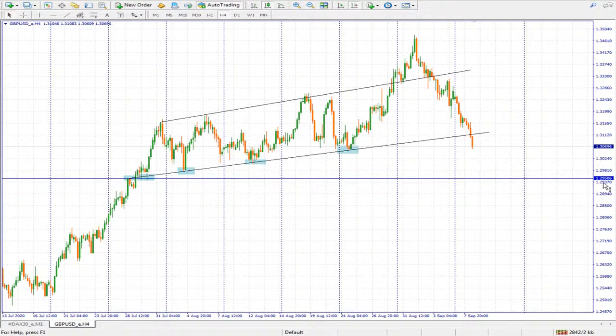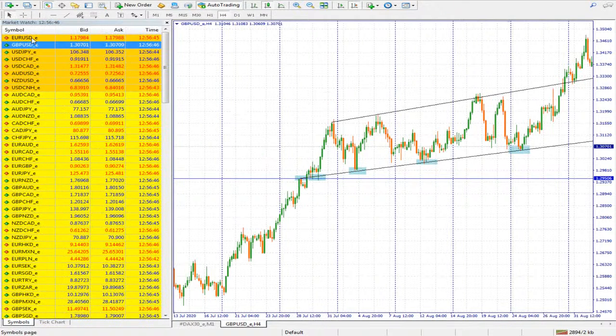1.29506. So as it is now, you are supposed to wait for a pullback slightly, then pick a sell position up to the support which we are having, this one. I hope that makes some good sense. So we'll move forward to the next chart.